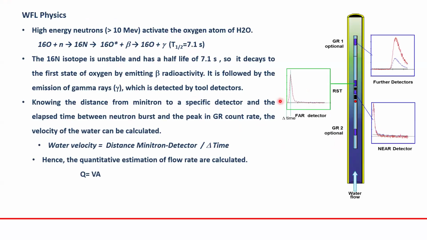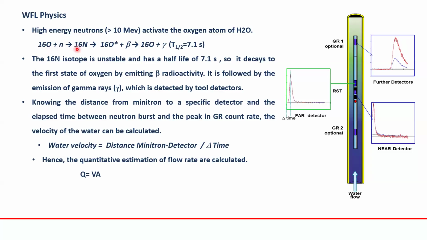So he can know that you have a time, you have the distance, and so now you can know what is the velocity and the ray and the diameter. It can give you how much water is crossing behind the casing.